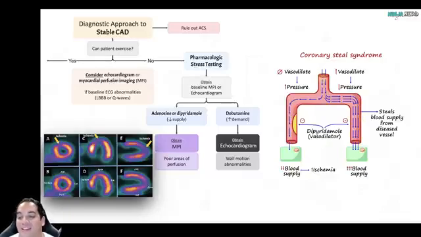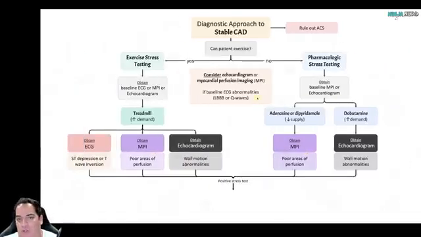And so this is literally going to steal blood away from the diseased area. The supply is already reduced, and you're going to reduce it even more. That's going to precipitate ischemia and cause poor areas of perfusion. So that's the concept of this. Pretty interesting.